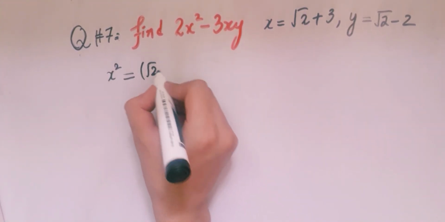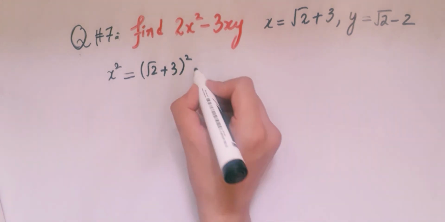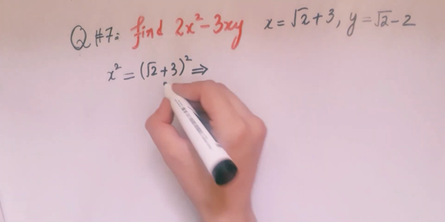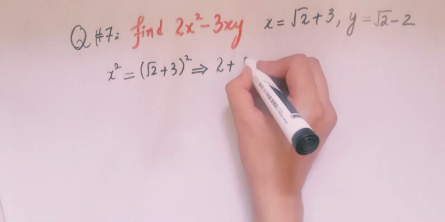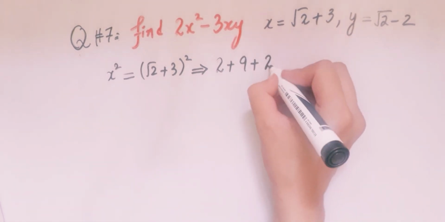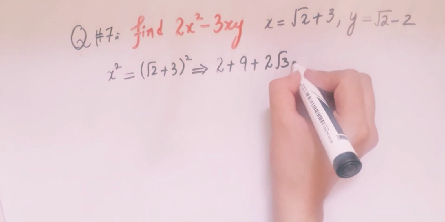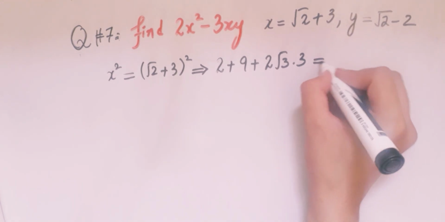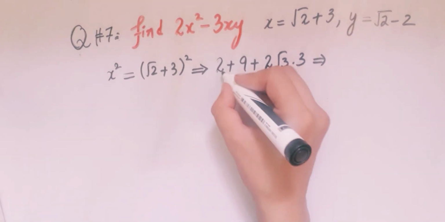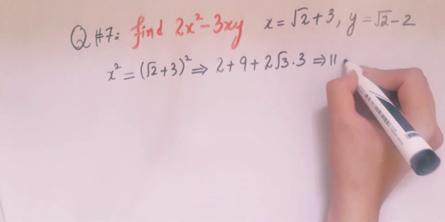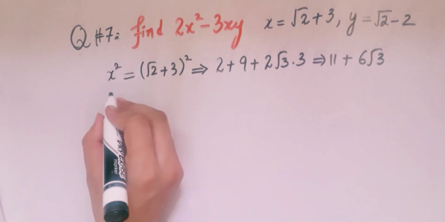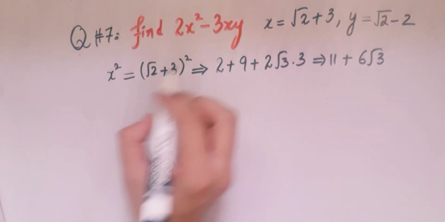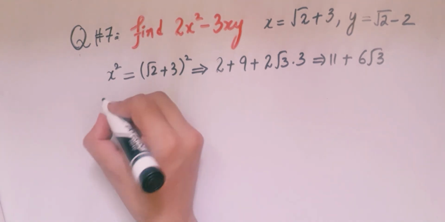Square root of 2 plus 3 square, which is equal to 2 plus 3 square is 9 plus 2 into square root of 3 into 3, which is equal to 2 plus 9 is 11 plus 6 square root 3. This is the value of x square. Now we will find xy.